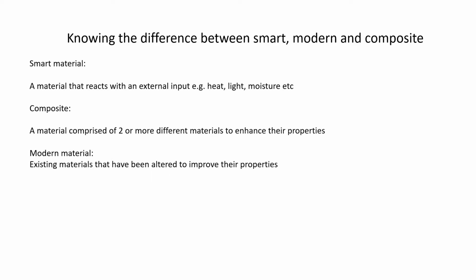So before we get going, I just want to make sure you can identify the difference between smart materials, composites, and modern materials. So we take smart materials. That's a material that reacts with an external input, so a material that reacts to heat, or light, or moisture, or sound. Those are smart materials that are reacting to something. A composite is a material that comprises two or more different materials joined together to enhance their properties. And then a modern material is a material that already existed that's been altered to improve its properties in some way.